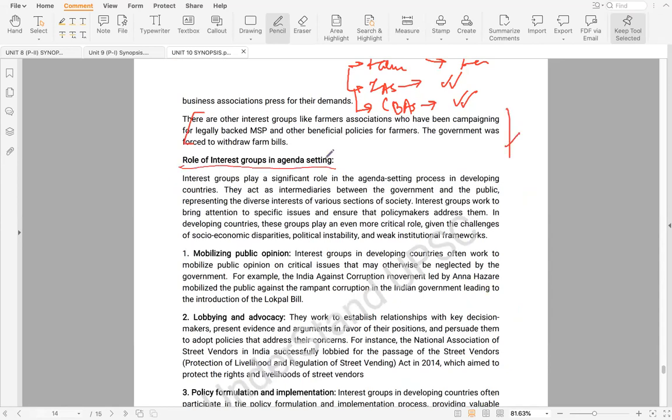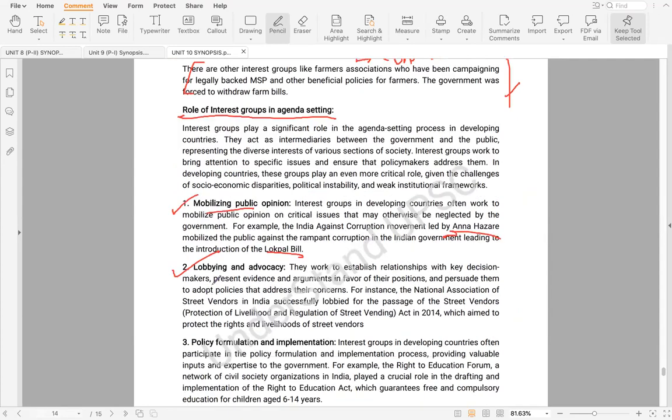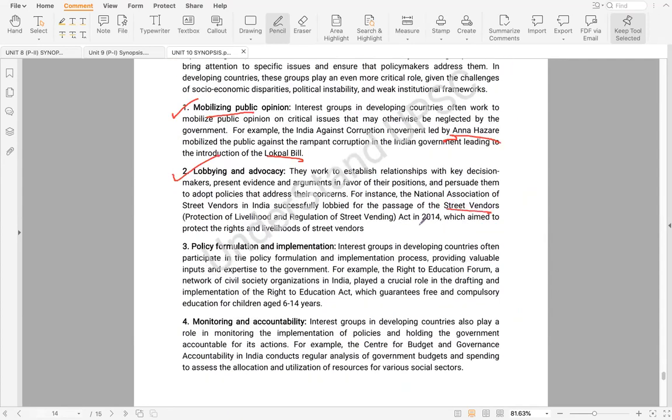Role of interest groups in agenda setting. This is more theoretical, but you have to try to bring out examples as well. So mobilizing public opinion, how? So for example, Anna Hazare example for Lokpal bill. Lobbying and advocacy. So the Street Vendors Act in 2014 came about for the national street vendors. Lobbying and advocacy, mobilizing the public opinion. Policy formulation and implementation, Right to Education Act. Also talk about Pratham NGO's role here.